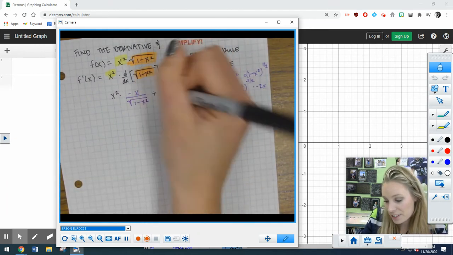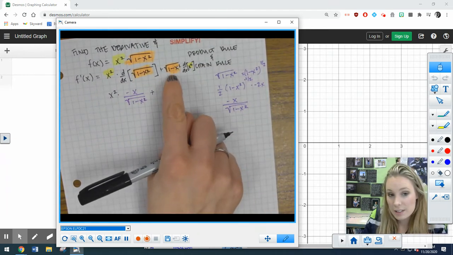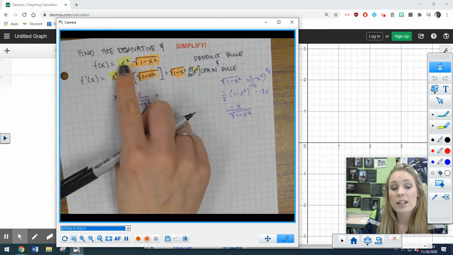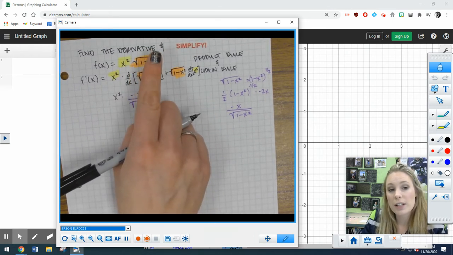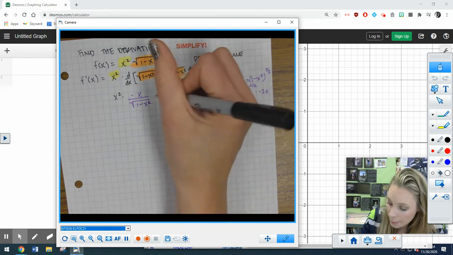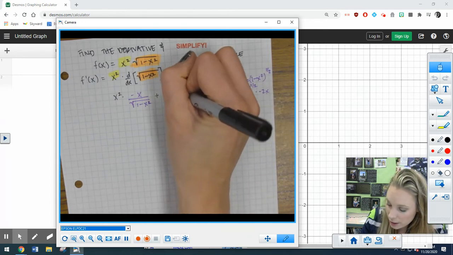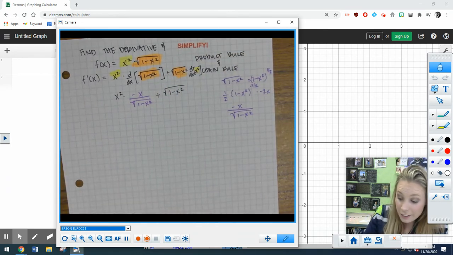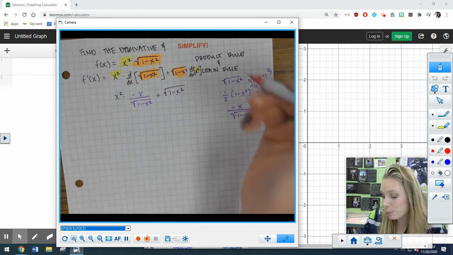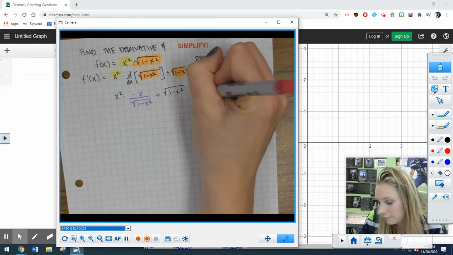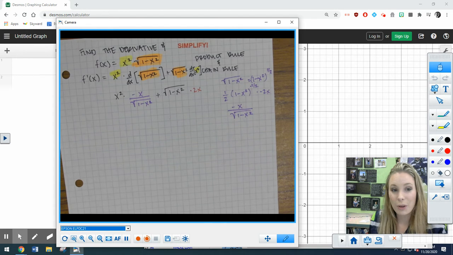I'm going to add that to, well, I'm just going to leave that because remember the product rule is this times the derivative of this plus this times the derivative of that. So I'm going to leave this as 1 minus x squared. And then lucky for us, the derivative of x squared is pretty simple. It's just 2x. Okay, we've taken the derivative. That wasn't so bad. Now we need to simplify it.